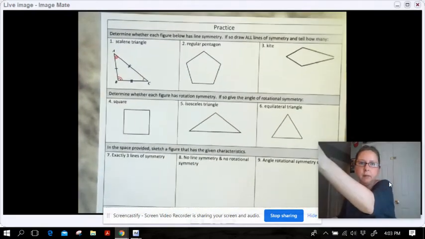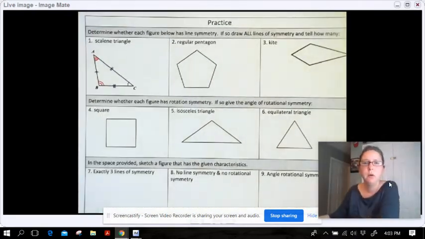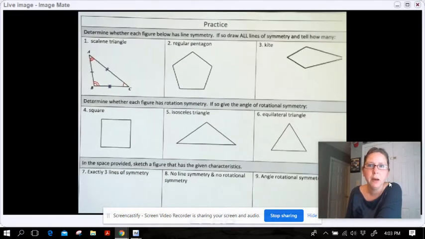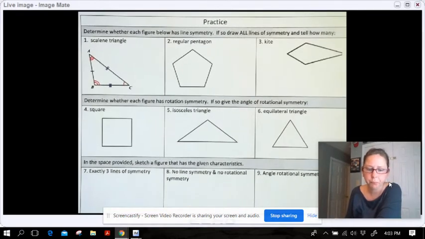All right, so for our practice, we're going to start with the first 3. We're going to determine whether or not each figure below has line symmetry, and if so, we're going to draw all the lines of symmetry, okay, and tell how many.